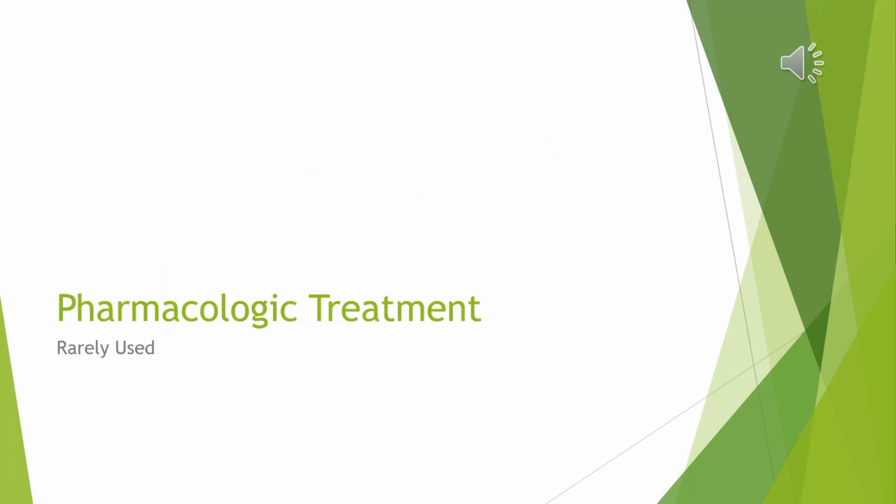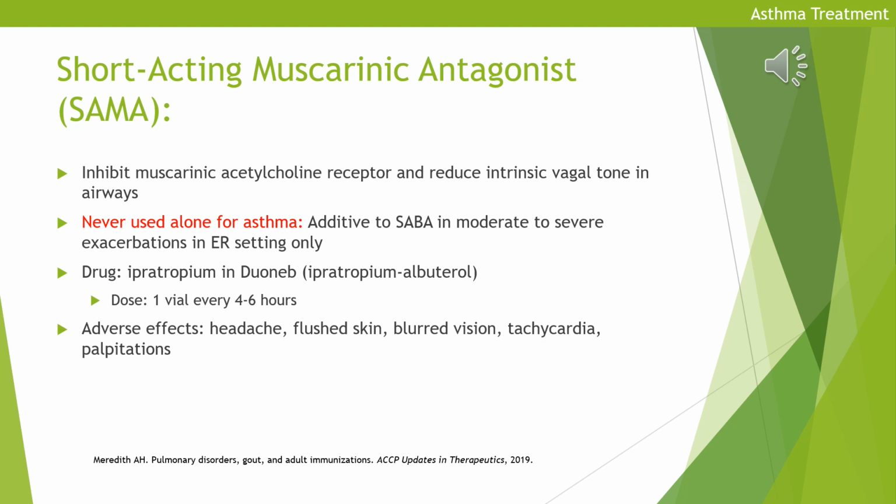Now let's talk about some less commonly used agents in the treatment of asthma. The short-acting muscarinic antagonist, or SAMA, works by inhibiting the muscarinic acetylcholine receptor and reduces the intrinsic vagal tone in the airways. The only agent in this class is ipratropium. You've probably seen it in the nebulizer DuoNeb, which is a combination of ipratropium and albuterol. And that is because ipratropium should never be used alone for asthma, and it is only used in addition to albuterol in moderate to severe exacerbations in the ER setting only. Some possible adverse effects of this drug is headache, flushed skin, blurred vision, tachycardia, and palpitations.